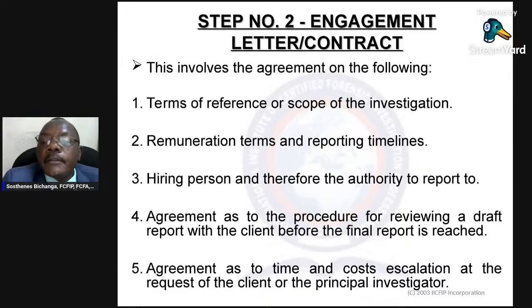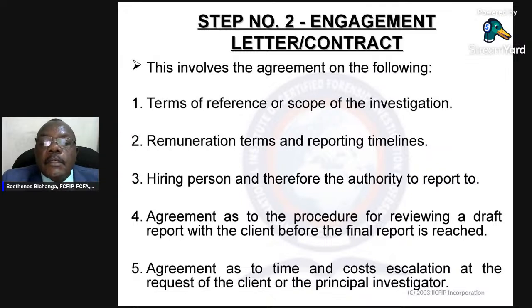Under this number, the timelines for reporting to the client will be agreed. The timelines for completing, for example, submitting the first draft report, when to complete the investigation, when the investigating team is expected to deliver the final report to the client, something like that.